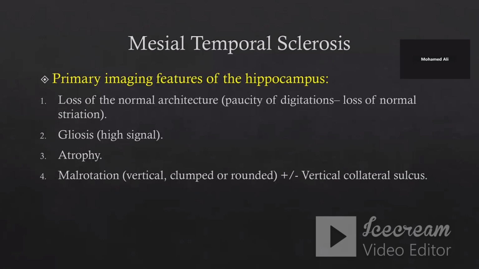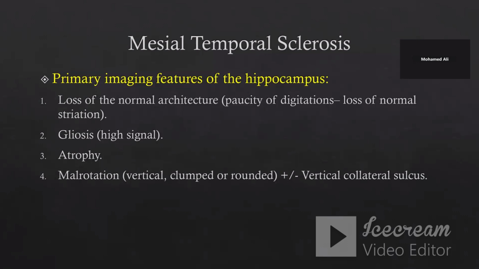Of course, if we have atrophy or volume loss of the temporal lobe or hippocampus specifically, any atrophic changes, any volume loss of the hippocampus, this is considered one of the imaging features. The last point is that we can identify mesial temporal sclerosis if we have malrotation.